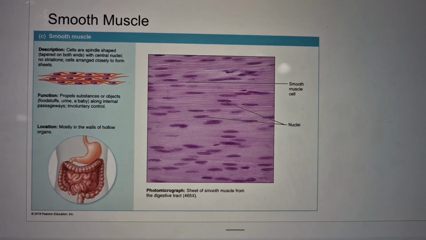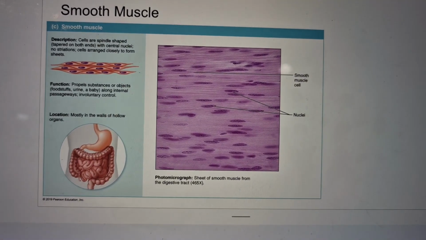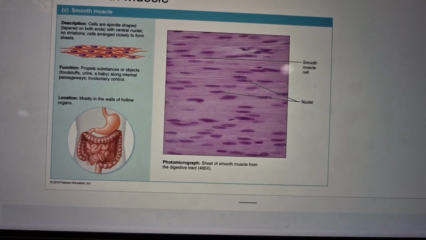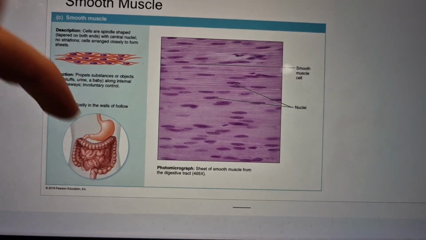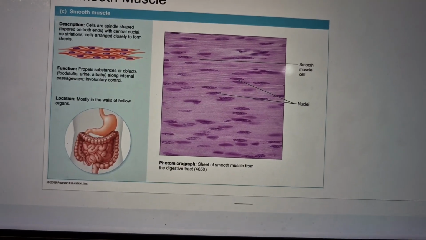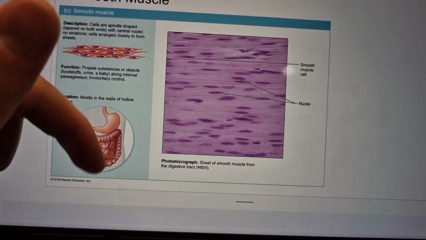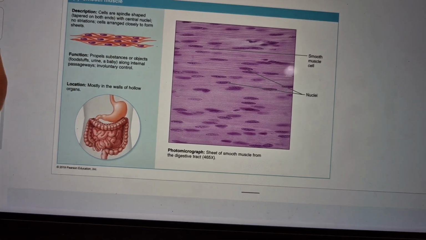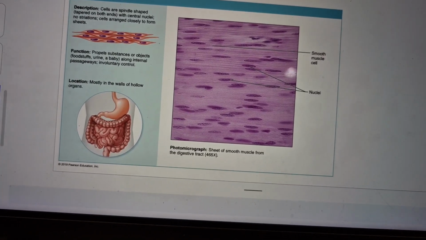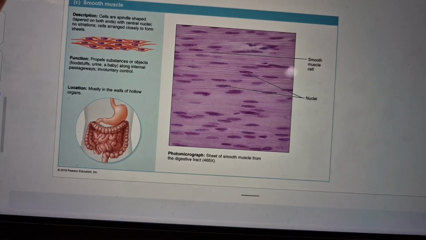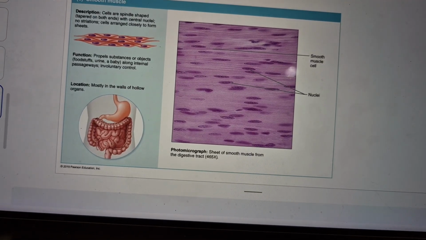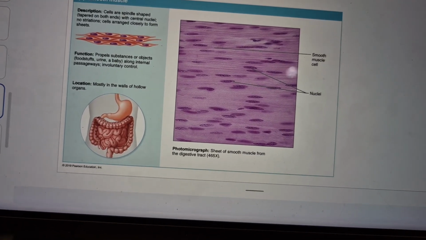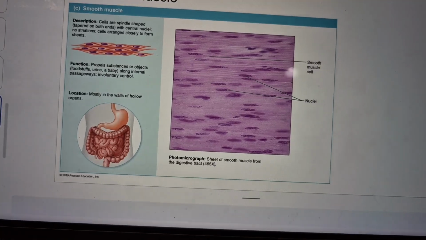And then we have our smooth muscle, where there are no striations. We can find these on the walls of hollow organs. So the digestive tract is a huge area for smooth muscle. You can also find it on the erector pili. And instead of Z discs, it has dense bodies to anchor the actin and the myosin.